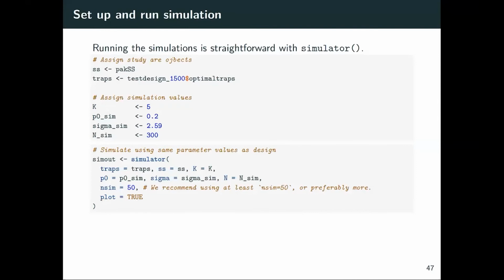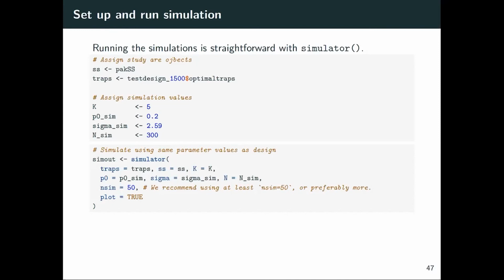So running the simulations is pretty straightforward with simulator, much like the genetic algorithm function. It's really just plug and play. So you can put in your trap locations, your state space, and then all those oSCR parameters. And importantly, the oSCR parameters that you use for the simulation should be the same that you use to generate the design, because you want to make sure that the design is optimal for these parameters. So you're simulating using the same ones that you generated the design with.